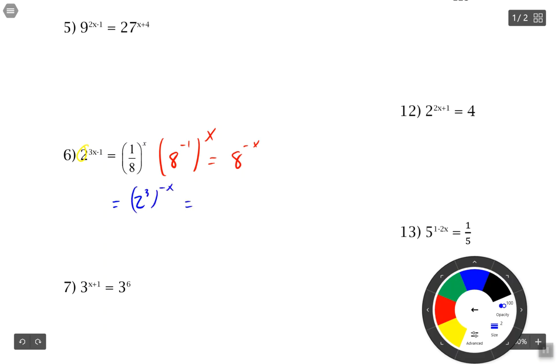What do I do with the powers if it's a power raised to a power? Yeah, so it's 2, and it's going to be negative 3x. That has to equal this. These powers have to equal each other, right? After that, you just go and solve it. It's a linear equation.